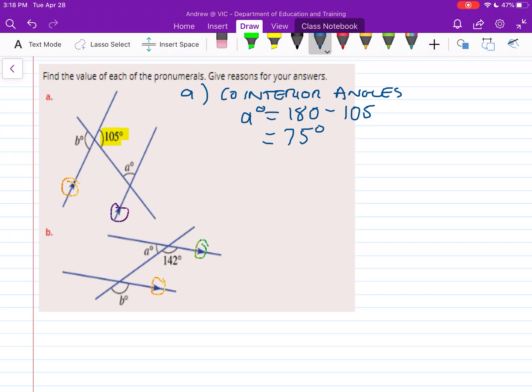So next, we're going to look at B. We need to look at what the relationship is between B and this 105 that we do have. So we call these ones vertically opposite. You can just see they're opposite each other here.